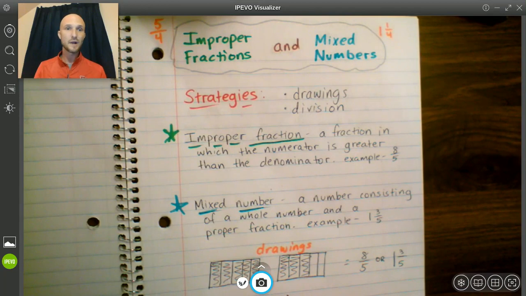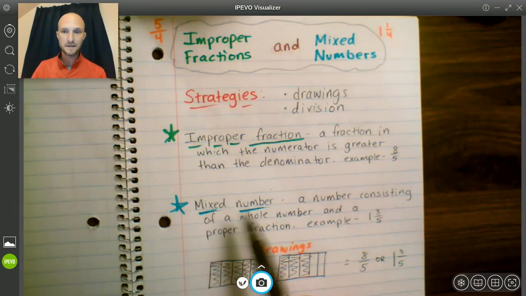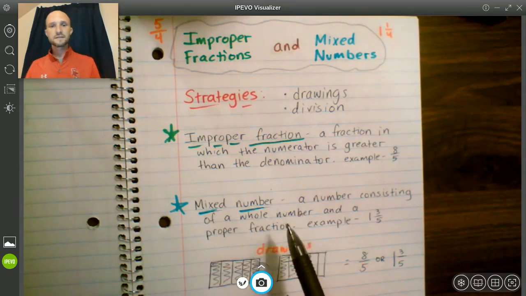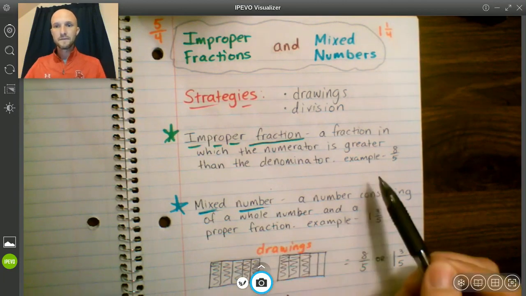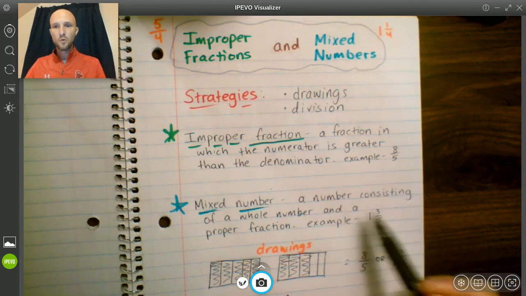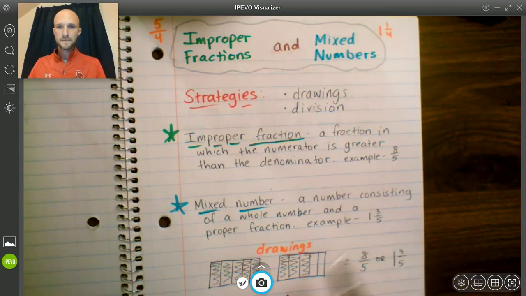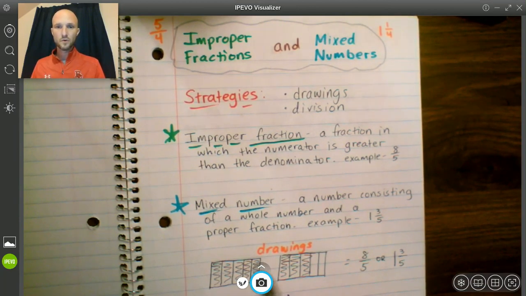And that improper fraction can be shown as a mixed number, which is a number consisting of a whole number and a proper fraction. 8/5 could also be shown as 1 3/5. Here's a drawing to represent that. Here I see 5/5, 6/5, 7/5, 8/5, which could also be seen as 1 whole and 3/5.